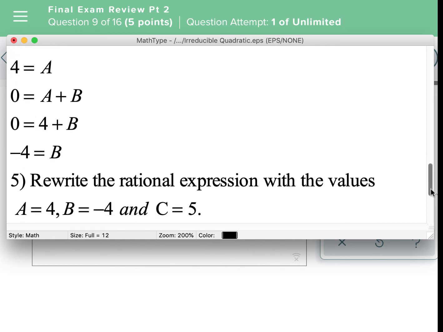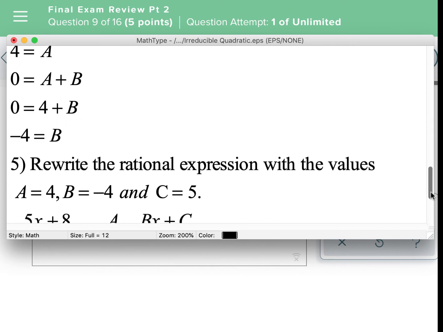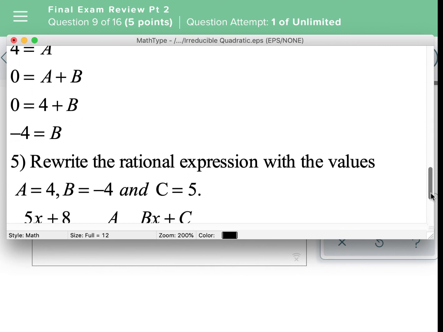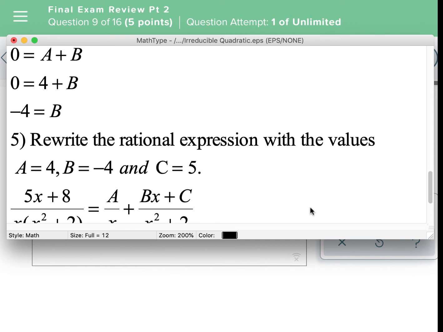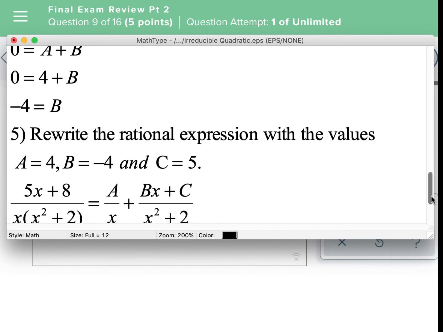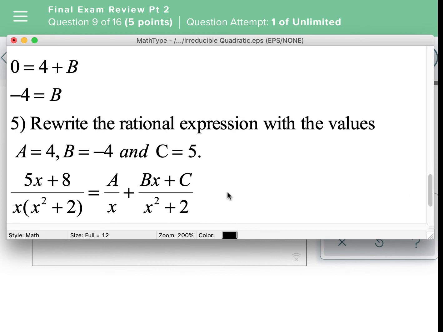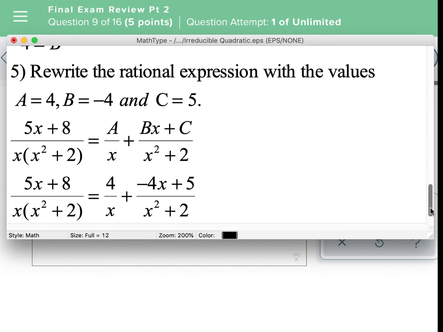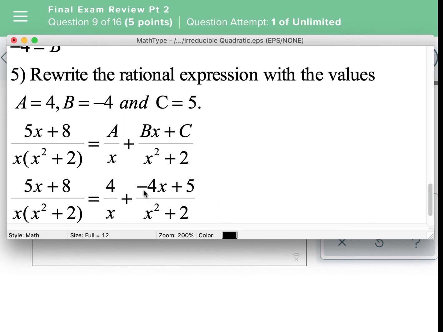So we're going to rewrite our rational expression with the values a equal to 4, b equal to the opposite of 4, and c equal to 5. So that's 5x plus 8 over x times the factor x squared plus 2. And now we replace a with 4, b with negative 4, and c with 5. And we have 4 over x plus negative 4x plus 5.